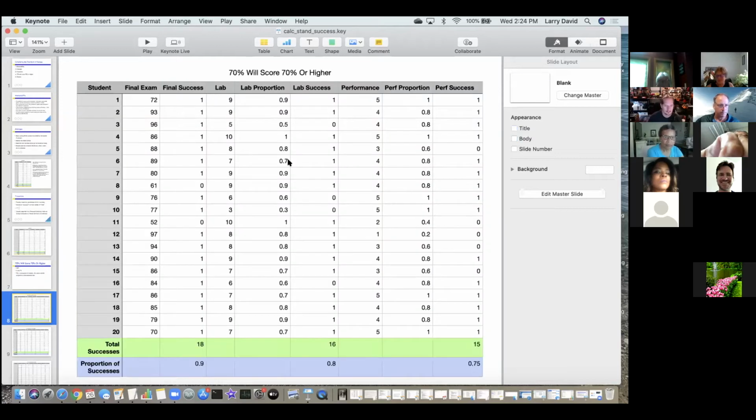Okay, so we take our make-believe data set here, and I just copied and pasted the data: the final exam column, the lab and the lab proportion column, the performance and the performance proportion column, those are from before. And I added these columns: final success, lab success, performance success. So if my standard of success is 70% of students will score 70% or higher, these are my scores for this tool, final exam. And I'm going to go through and look at which ones are 70% or higher.